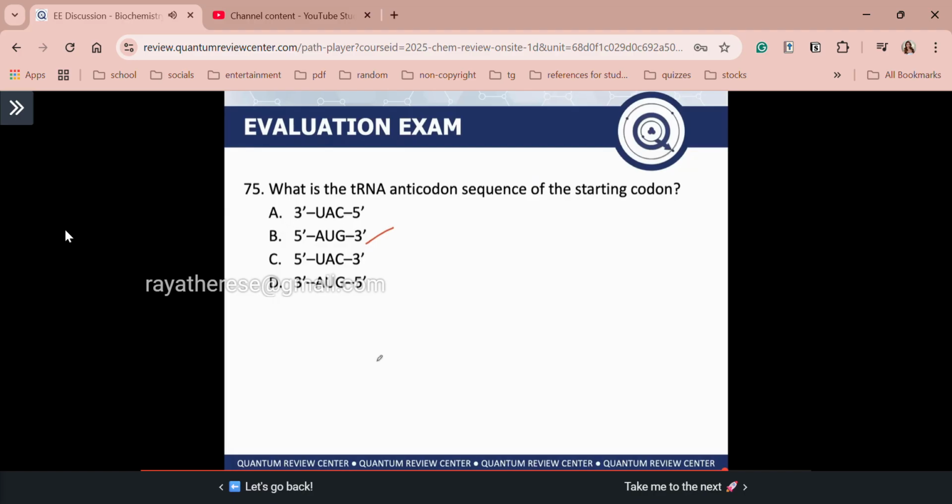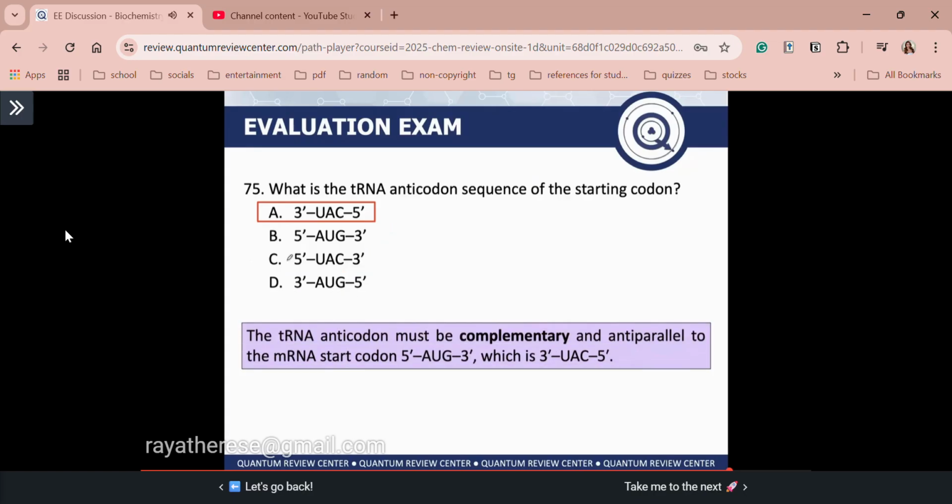Sir, si A ba ang answer? Yes po. So letter C, class, is a correct sequence as you can see in its nucleotide bases, but in the wrong direction, 5' to 3'. Letter D, incorrect sequence. It's the same as the mRNA codon, but again, wrong ang direction. So for 75, our answer is letter A, since the tRNA anticodon must be complementary and antiparallel to the mRNA start codon. Remember, 3' UAC 5'.